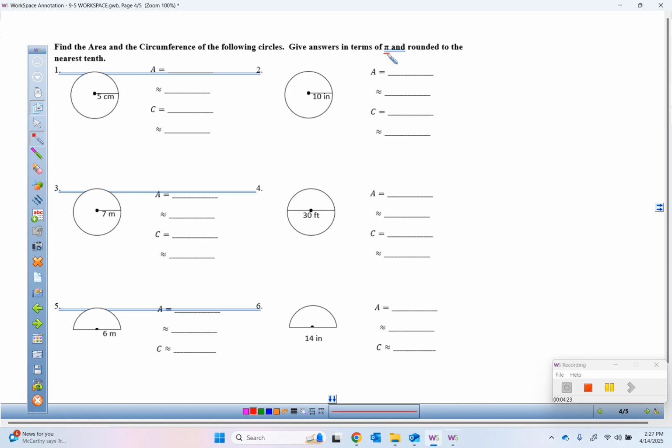Okay, let's dive into number 1. And I'm going to rewrite my formulas up here at the top. So the area of a circle is pi r squared, and circumference is 2 pi r, or we can use pi times diameter.